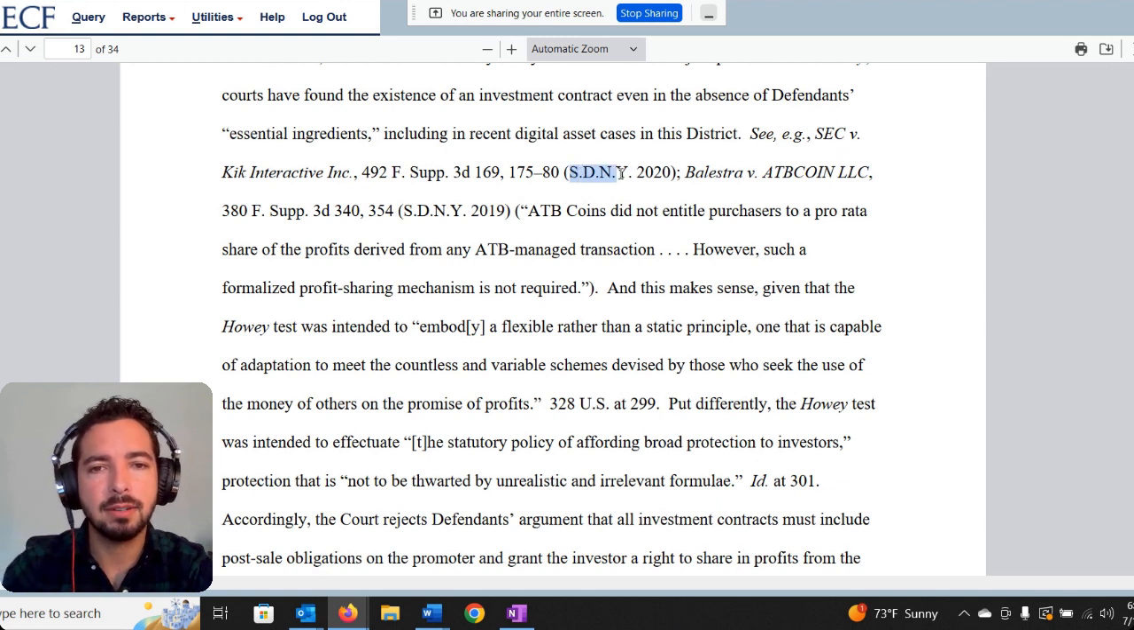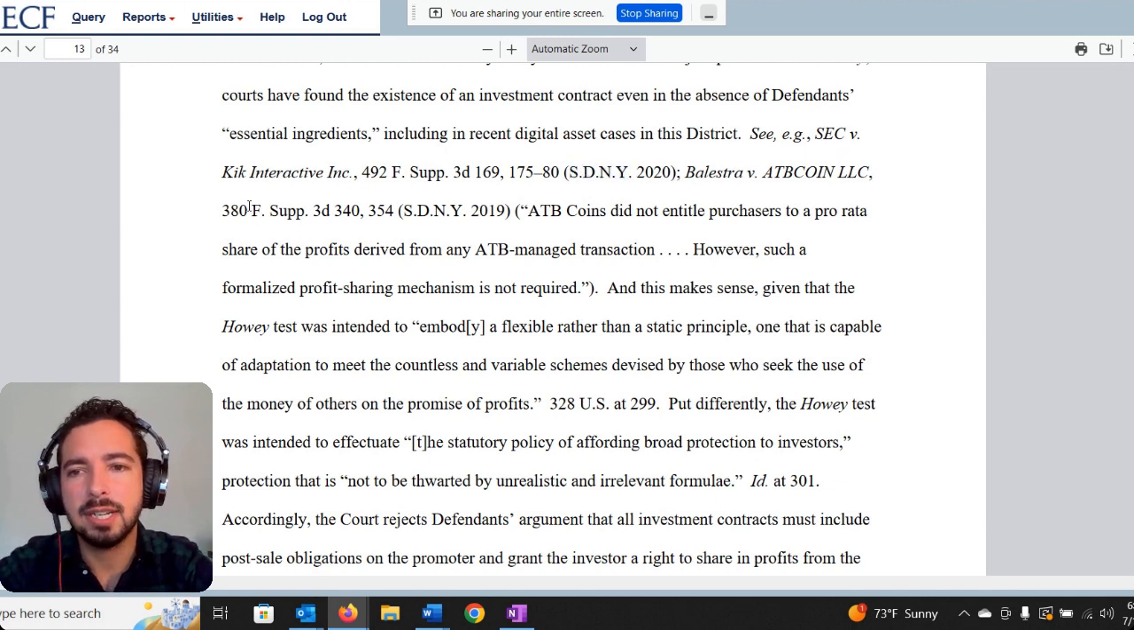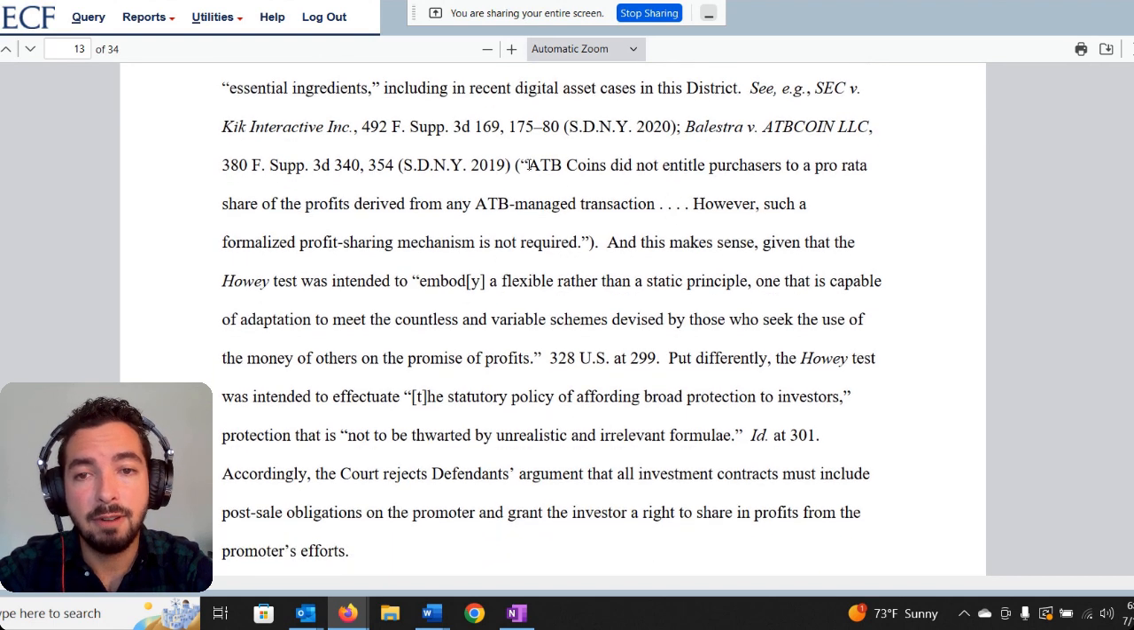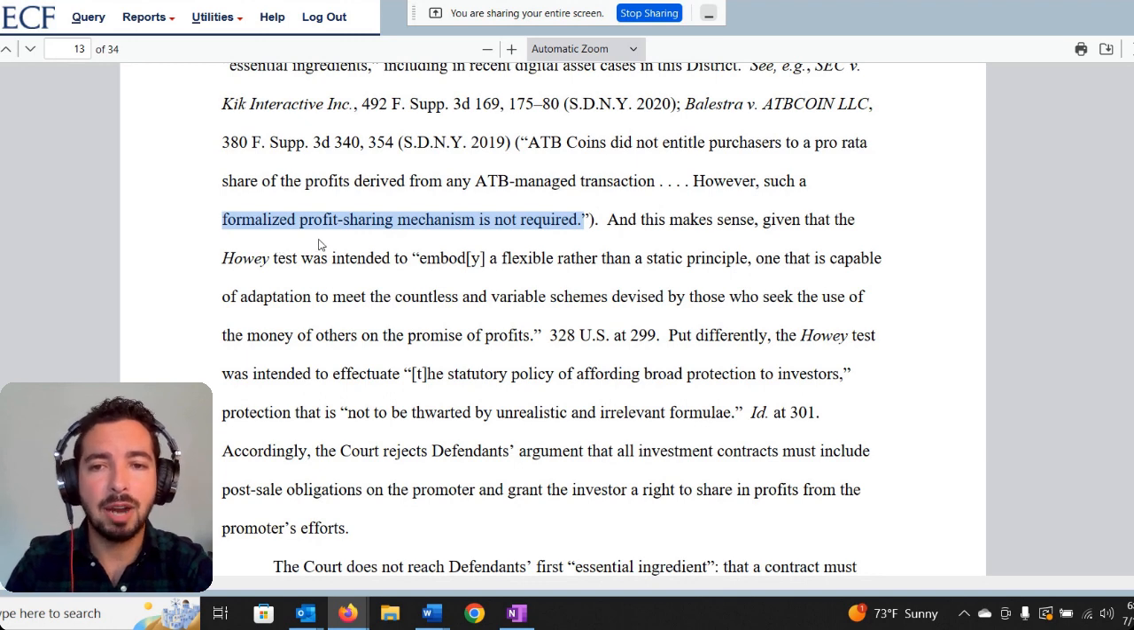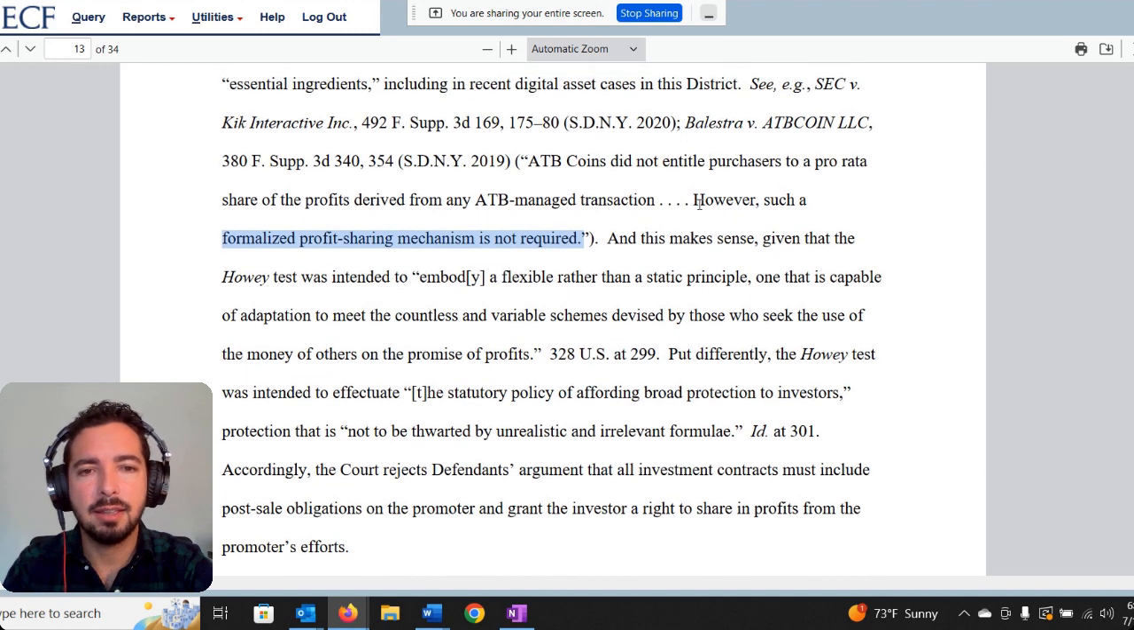So she gives these two examples from her own court, the Southern District of New York. That's what SDNY means. There's SEC versus Kick Interactive Inc. and also Balestra versus ATB Coin LLC. And she quotes from that case, "ATB coins do not entitle purchasers to a pro rata share of the profits derived from any ATB managed transaction. However, such a formalized profit sharing mechanism is not required." So this really is suggesting to me a contract, a formalized profit sharing mechanism.